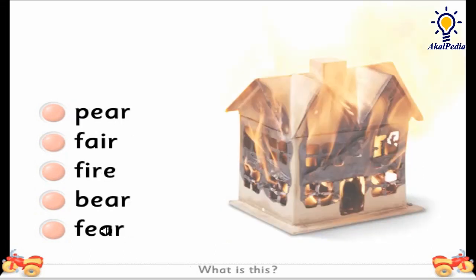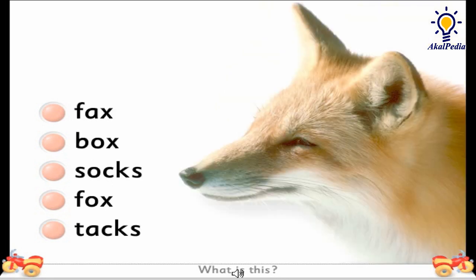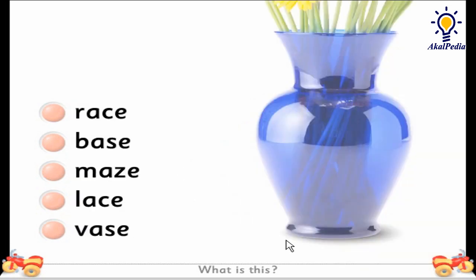What is this? Fear, bear, fire, fair, pear. Fire. What is this? Tax, fox, socks, box, fax. Ini kata-katanya mirip. Fox. What is this? Race, base, maze, lace, vase. Vase.